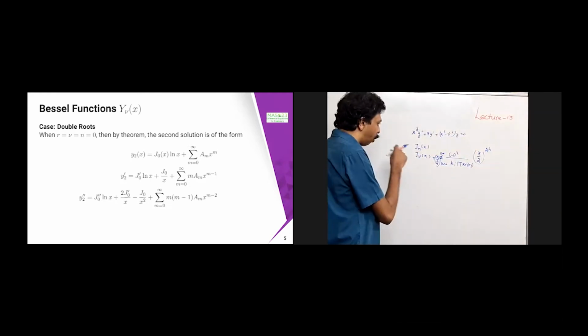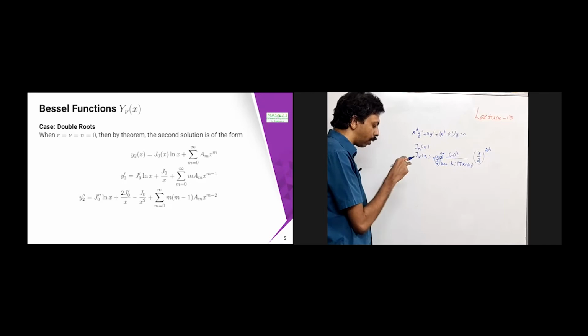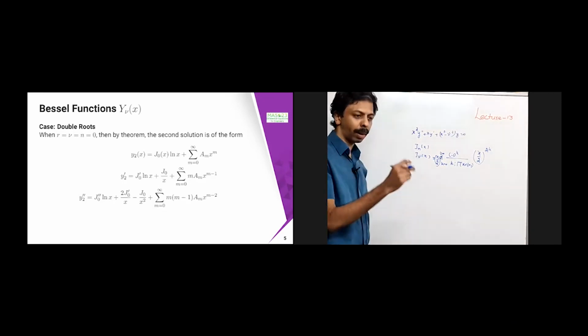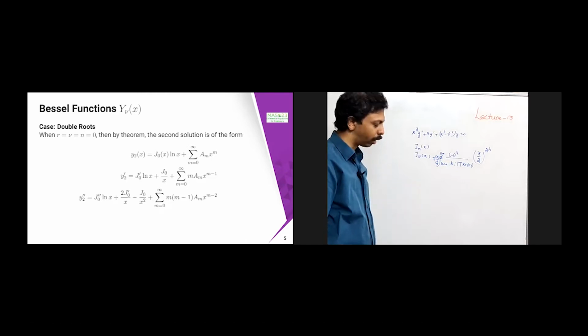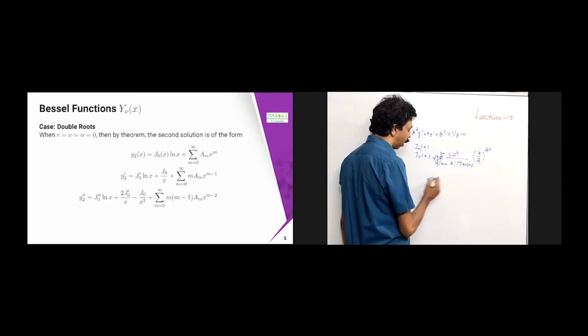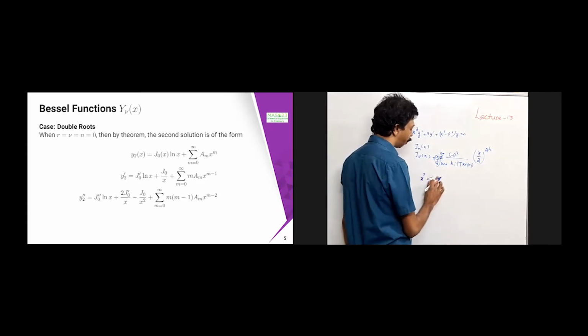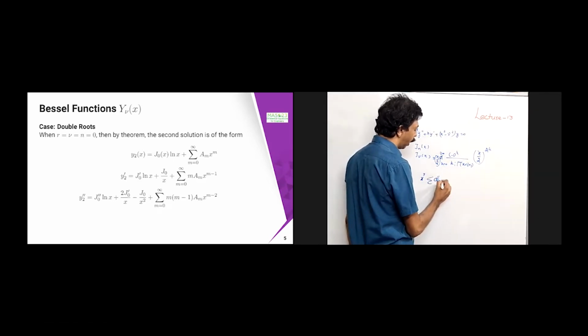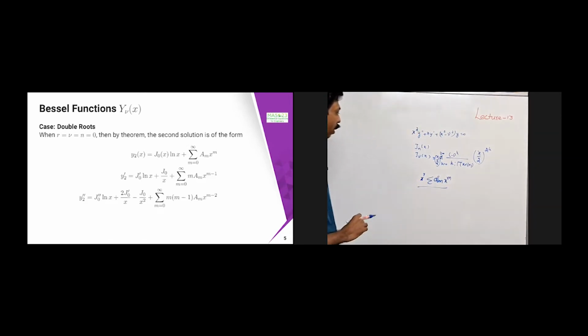As we know, this is satisfying the relation of the Frobenius method. In the Frobenius method, we obtained r equal to nu and r equal to minus nu, and then we derived that. In that case we used x power r times a_m into x power m, and from that we derived this one. That is the basic idea behind it.